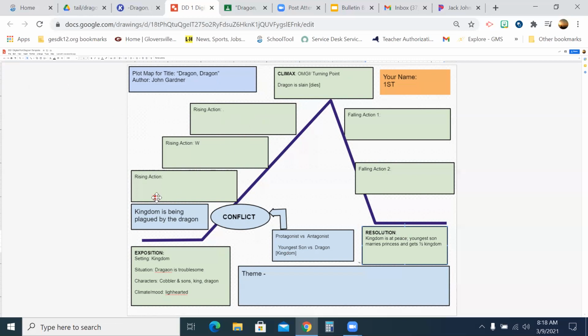Okay, so now we're just going to fill in the rising action, and we're going to think of the key events that happen that move the plot along from the kingdom being plagued by the dragon to when the dragon gets slain. So think about the story.